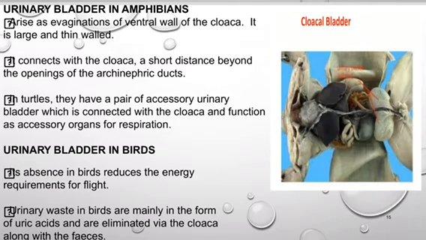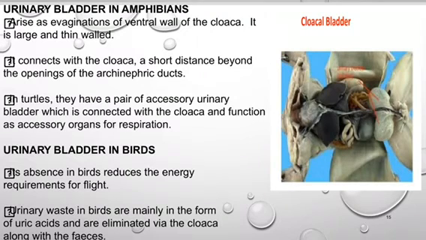In turtles, you have a pair of accessory urinary bladders which are connected with the cloaca and function as accessory organs for respiration. So the urinary bladder in turtles actually serves as an accessory organ for respiration. That's quite remarkable. What about the urinary bladder in birds?